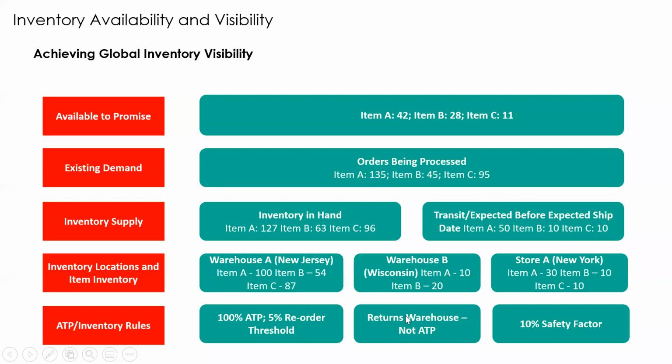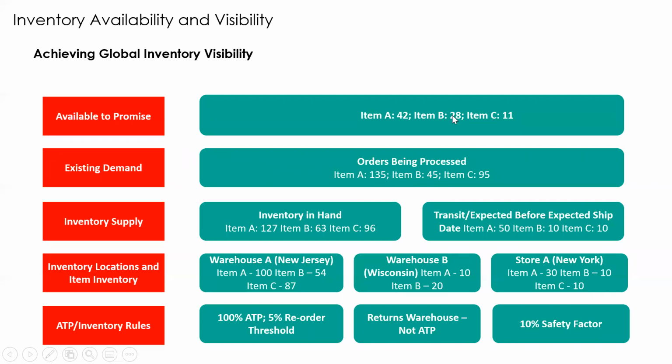Similarly for item B, right? So item B, you have 54 here, 10 minus 1 because 10% is a safety factor. So 54 plus 9 is 63, right? And you have 10 items, 63 is inventory in hand, and you have 10 items which are coming in the transfer. Okay. So 73, but you have a demand of 45. So 73 minus 45 is 28. Okay. So that is how you arrive at 28.